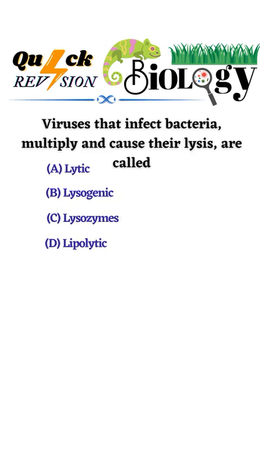Viruses that infect bacteria, multiply, and cause their lysis are called A. Lytic, B. Lysogenic, C. Lysogeny, D. Lipolytic. We are diving into the fascinating world of viruses that infect bacteria. These viruses play a crucial role in the balance of microbial ecosystems. Let's explore the specific type of viruses that cause bacterial lysis.